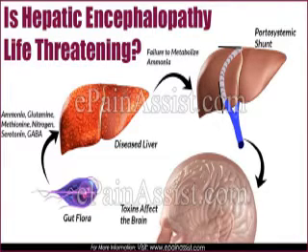Second line treatment, you give rifaximin oral in adults, 550 milligrams 12 hourly, and in children aged more than 12 years, you give 200 milligrams 8 hourly. Less than 12 years is not recommended.